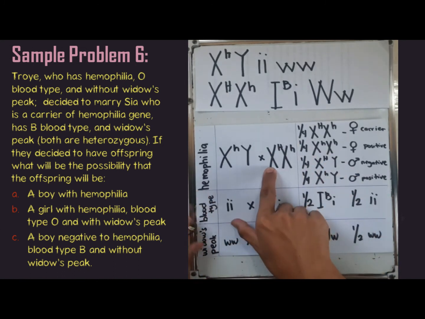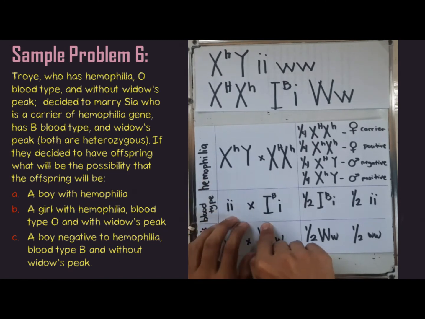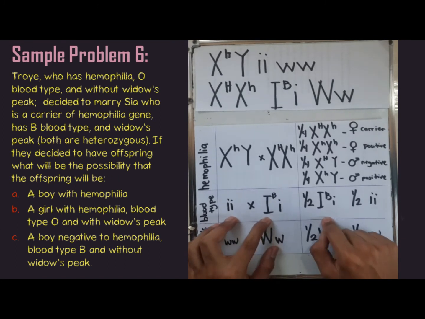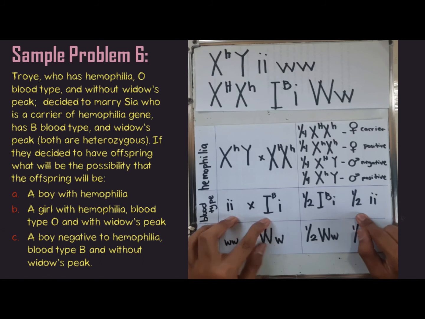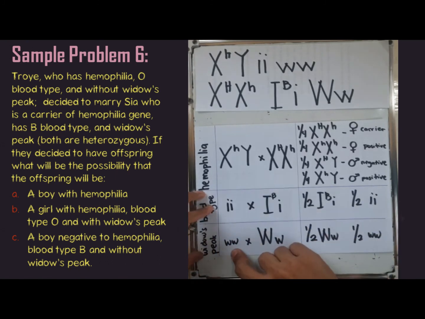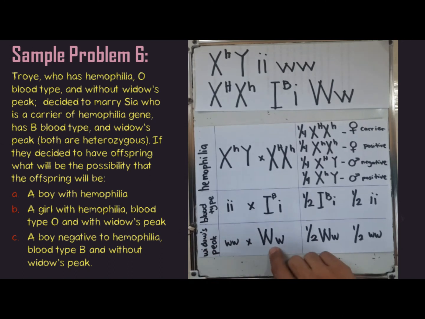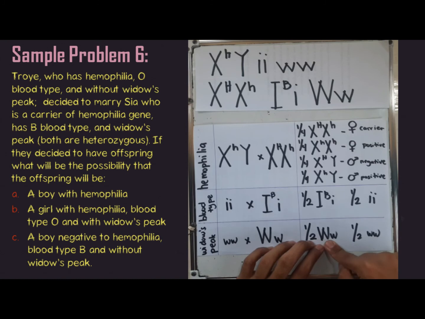Okay? Then, for blood type, for Troy, it is blood type O. Then for Sia, it is blood type B, so we're going to have the probability of 1/2 blood type B and 1/2 blood type O. Then for the widow's peak, we have the homozygous recessive, absence of widow's peak, and heterozygous dominant with the presence of the widow's peak, which would give us 1/2 probability of the presence of widow's peak and 1/2 probability for the absence of widow's peak.